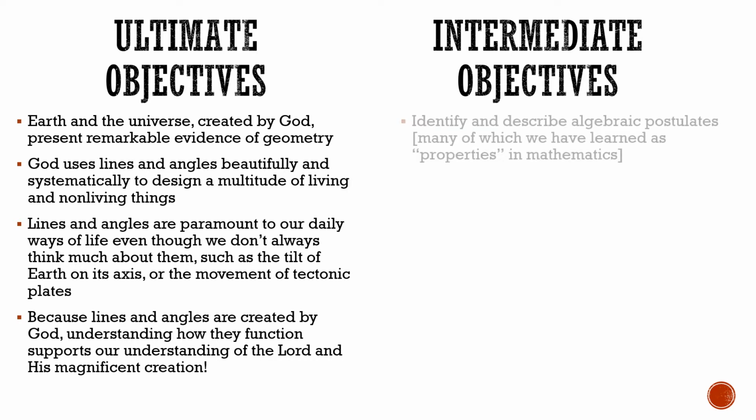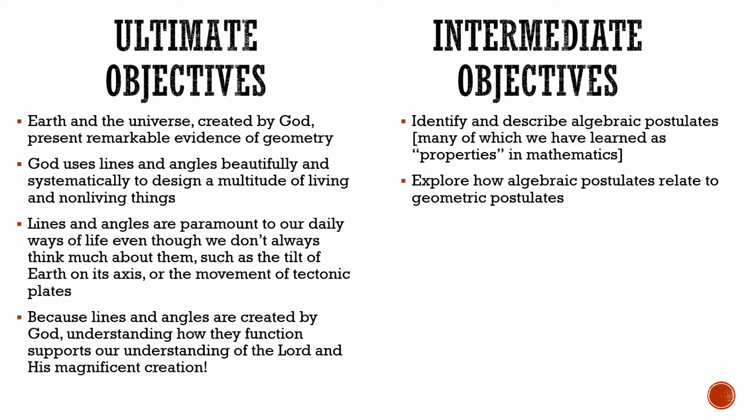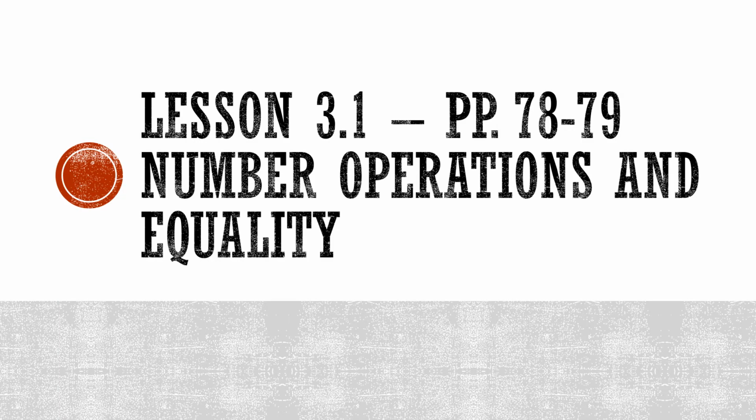His magnificent creation. Now, our intermediate objectives, applying specifically to lesson 3.1, are to identify and describe algebraic postulates, many of which we have learned as properties in mathematics, and to explore how algebraic postulates relate to geometric postulates. So once again, this is lesson 3.1 on pages 78 and 79. Get your books open, get your Cornell notes in front of you, and let's get going.